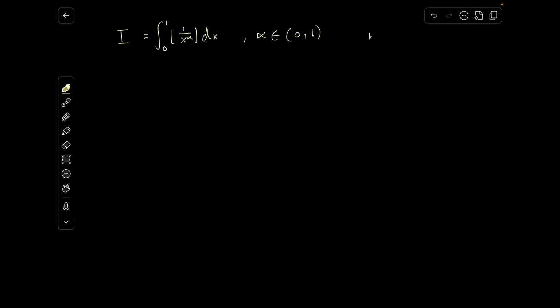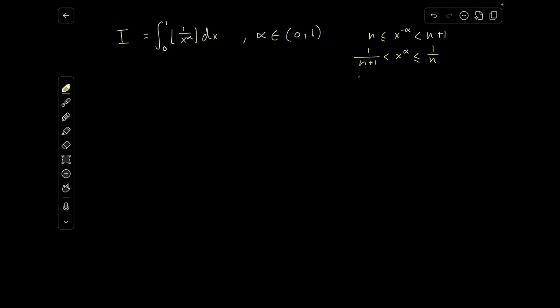And we're going to say that n is less than or equal to x to the negative alpha, which is less than n plus 1. Then, if we just flip everything, we'll get 1 over n plus 1 is less than x to the alpha, which is less than or equal to 1 over n.